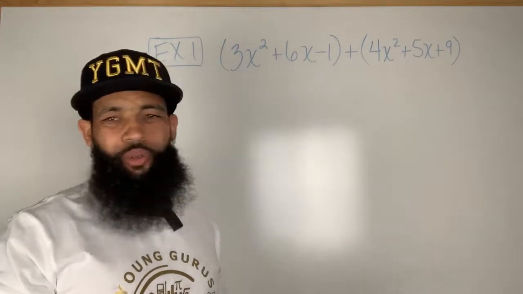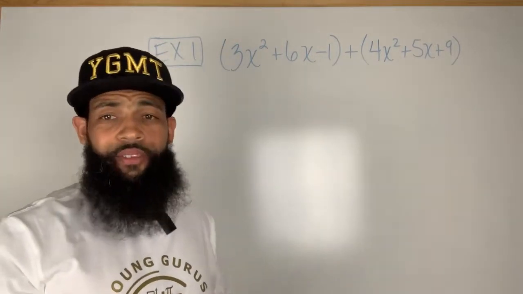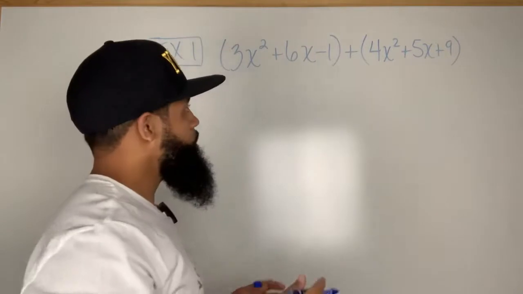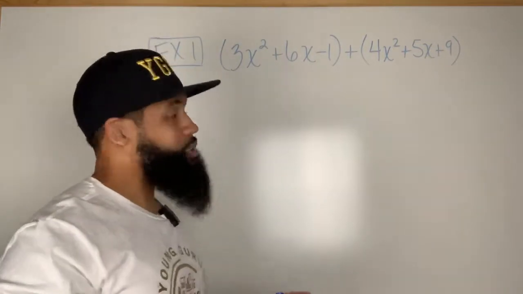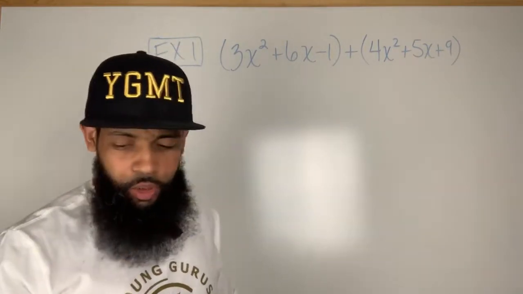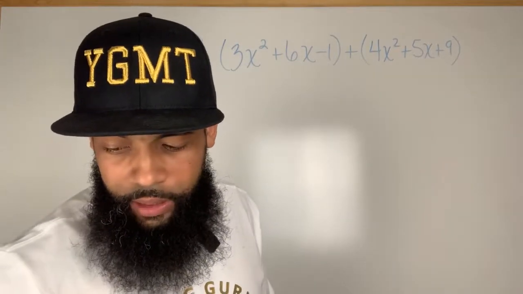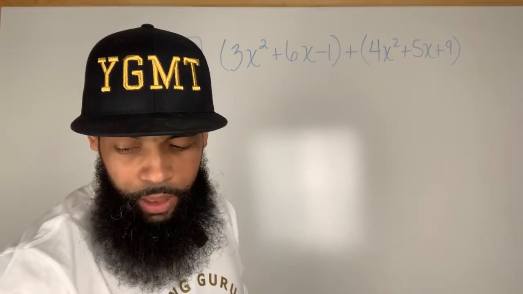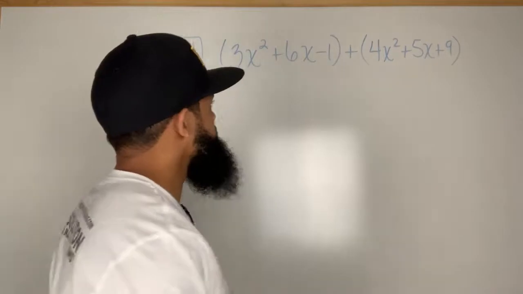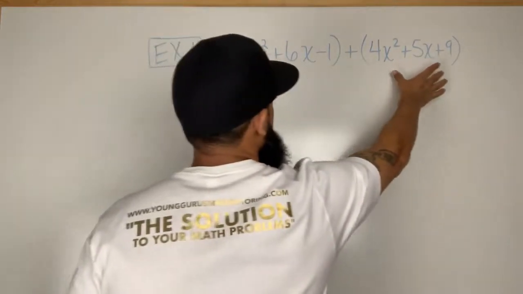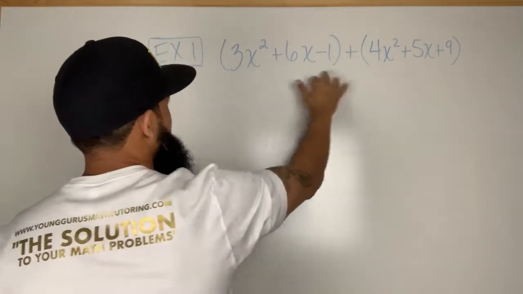There's several ways you can add them. The key thing is that you have to combine the like terms. So one of the basic ways to add them is you can actually do this vertically. So I can take these polynomials and vertically add them up. So what I'm going to do is take this second one and line it up with the first one.